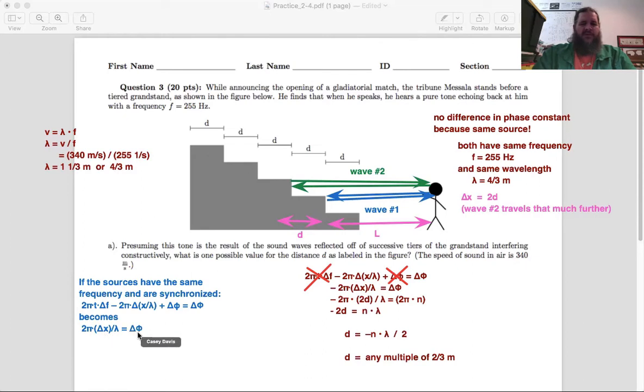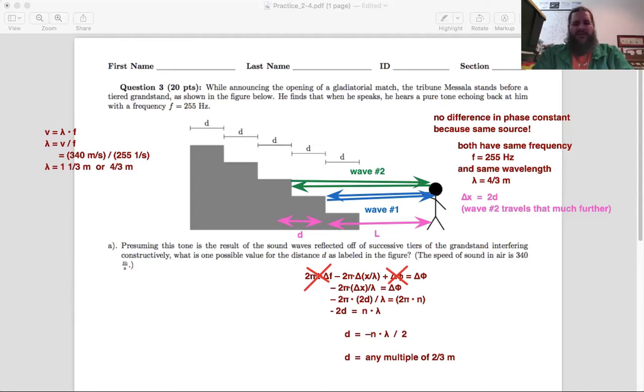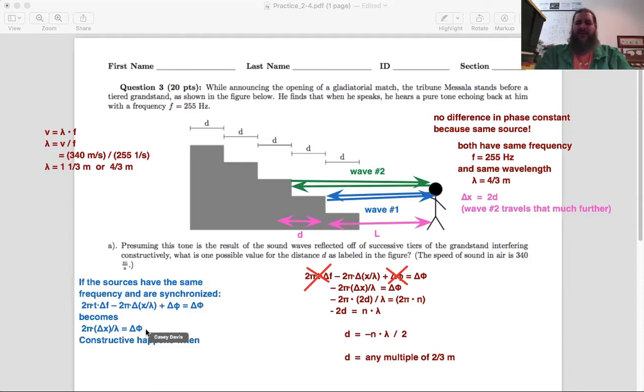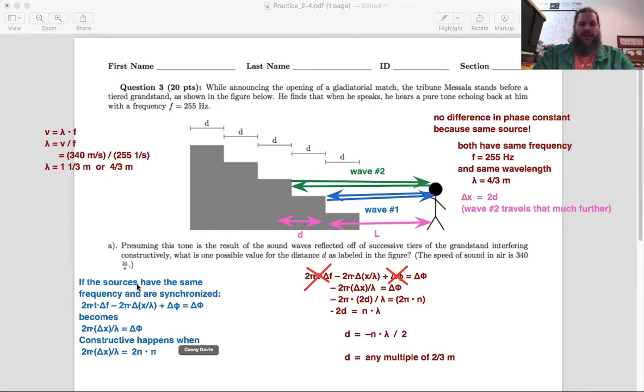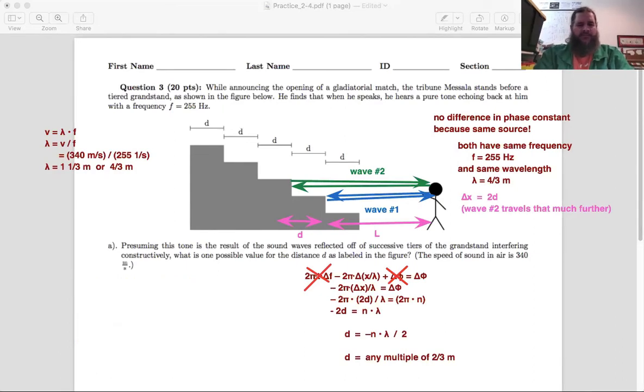So that means the delta total phase just becomes 2 pi delta x over wavelength. And if we're specifically looking at constructive, what does delta total phase have to be to get constructive interference? Any even number integer. Any even number times pi. So that means we're going to get constructive interference when this equals some even number times pi. But we've got 2 pi on both sides, so we can cancel that out. So we just get delta x over lambda equals a whole number.